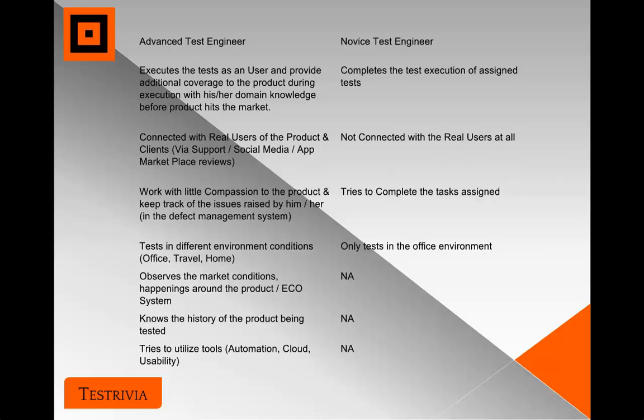Knows the history of the product being tested. If you're joining somewhere and there is a product already in testing and you are joining in the middle, and you never read the old issues, you never read the history, Jira, Track or Quality Center, you never read the old issues and you'll only test what is given to you at that point in time. That is also a bad practice. You should really know the history of the product being tested, the technology of the product being tested. That is how people will call you an advanced tester.